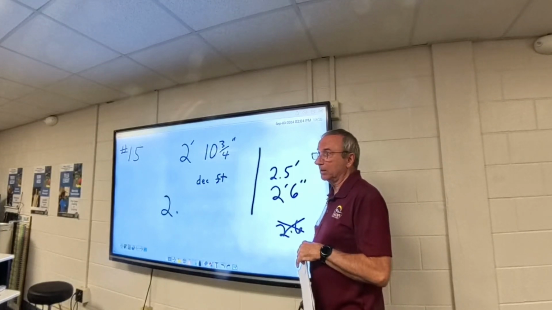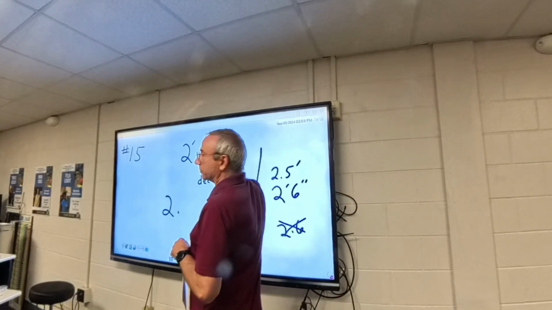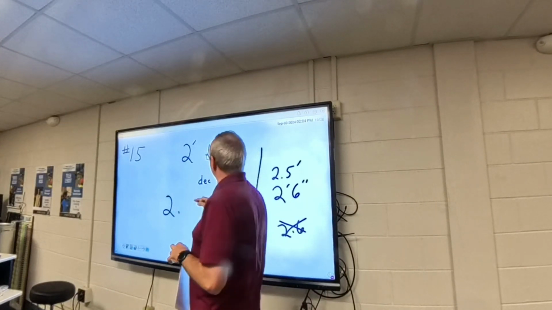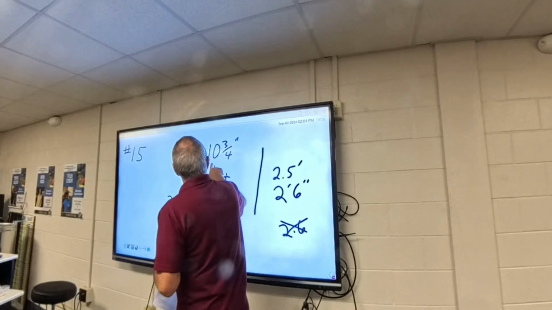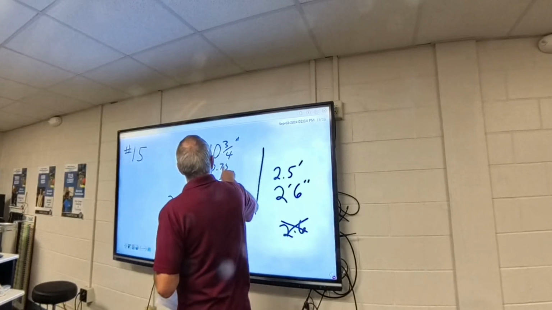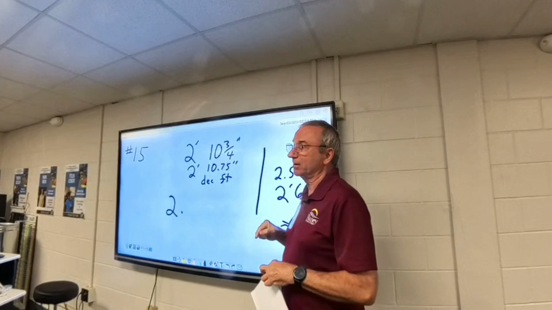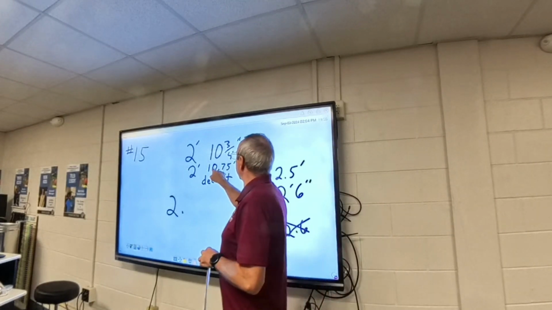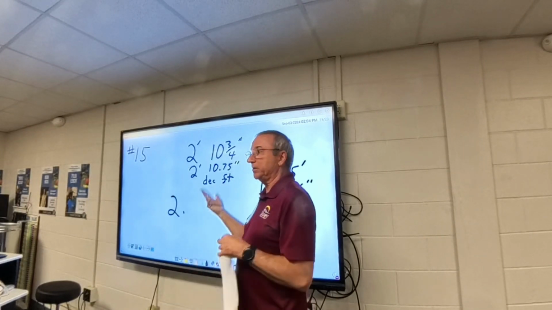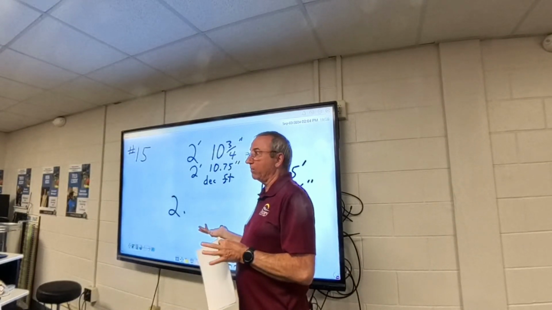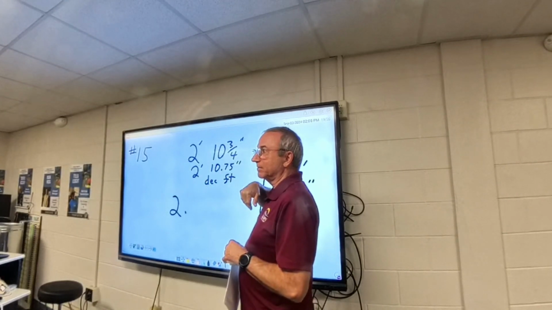Well, that's the first step. We can easily take 3 divided by 4 and get 0.75. So now we've got 2 feet 10.75 inches. We still got feet and inches. We have to convert 10.75 inches into feet. How many inches in a foot? 12. So how many of that 12 is this?